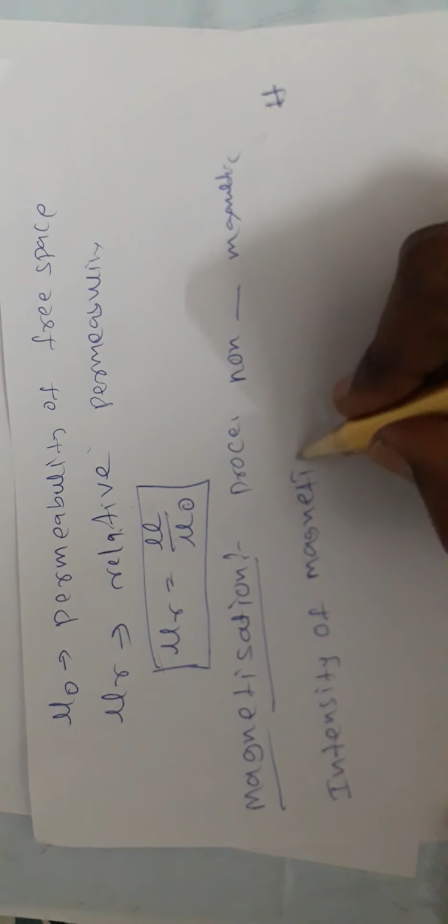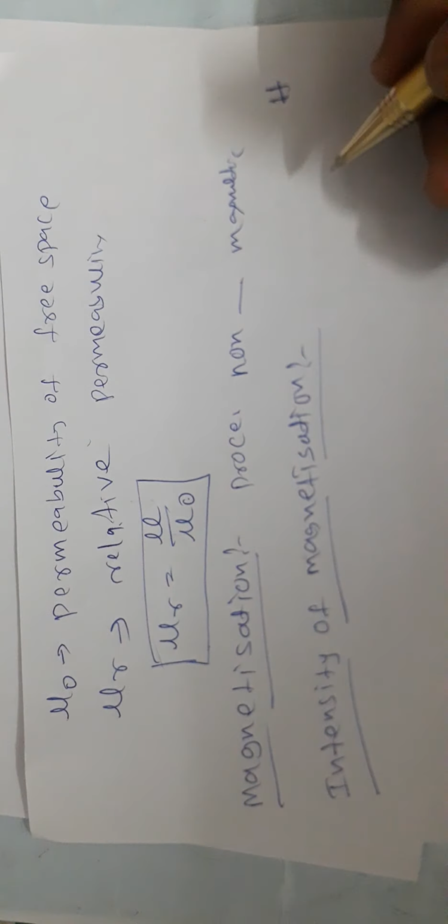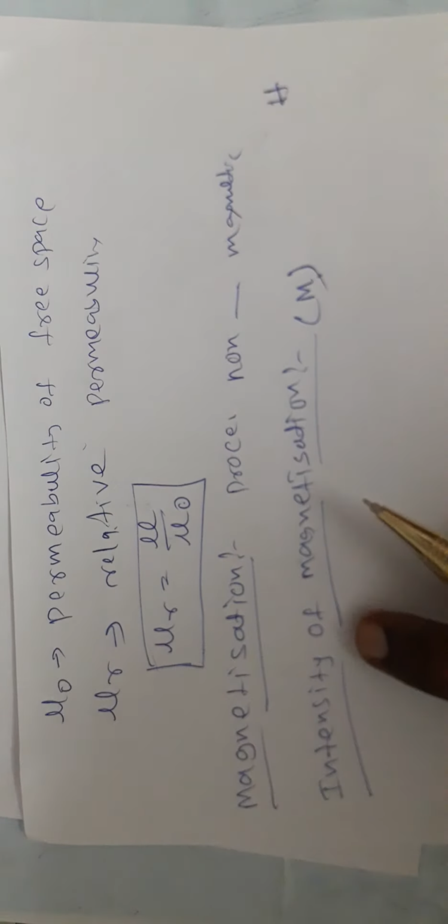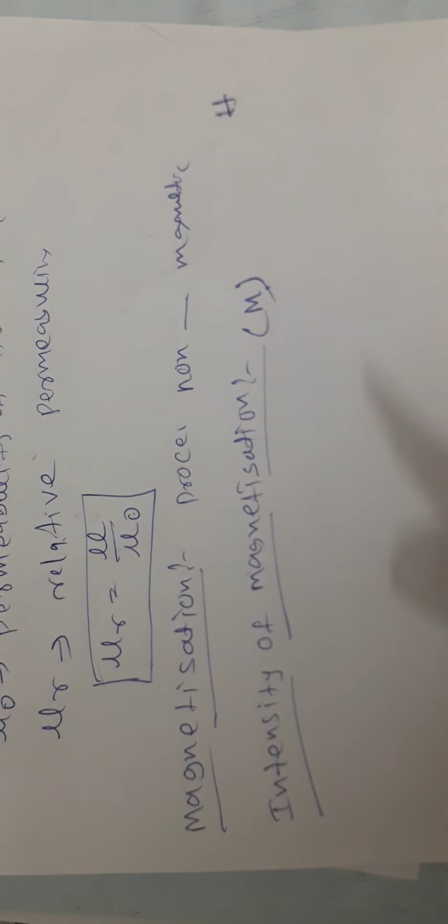Intensity of magnetization means the magnetic moment per unit volume. Means how much it is magnetized, how many dipoles are formed, how much the magnetic property increases, that can be calculated by intensity of magnetization. The magnetic moment per unit volume is nothing but intensity of magnetization. Next, magnetic susceptibility.